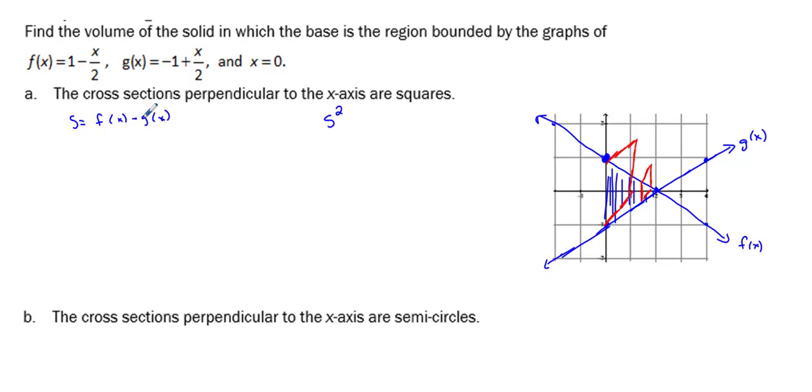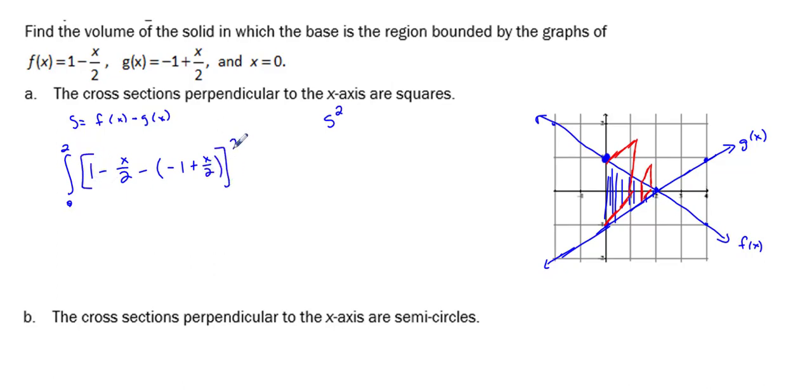Now, there's a couple different ways you can do this. You can come up with s and then simplify it and put it into your integral, or you can write it as an integral and then simplify the integral, okay? First one, I'm just going to write the integral. Well, we know that's going to be the antiderivative from 0 to 2. We're stacking these squares up from 0 to 2. And it's going to be f minus g, the distance between the two curves, which is the side length. And we need s squared, which is our A of x, right? So it would be f, which is 1 minus x over 2, minus parentheses, -1 plus x over 2.